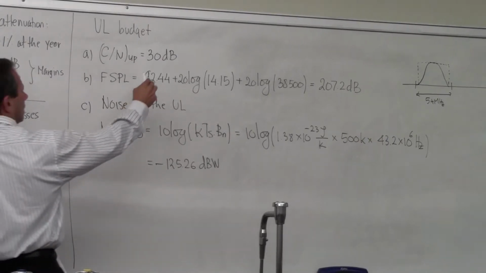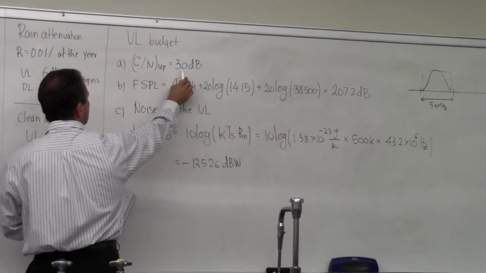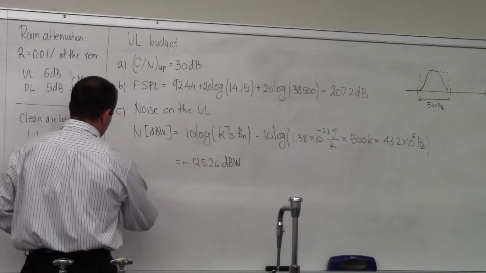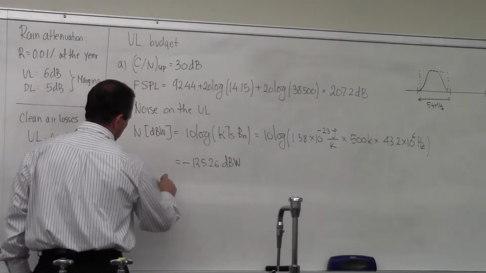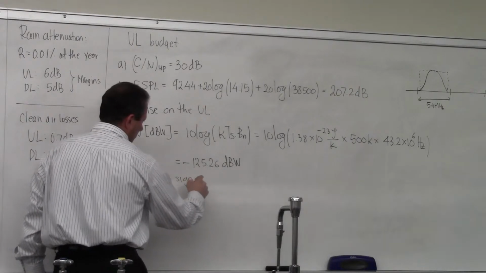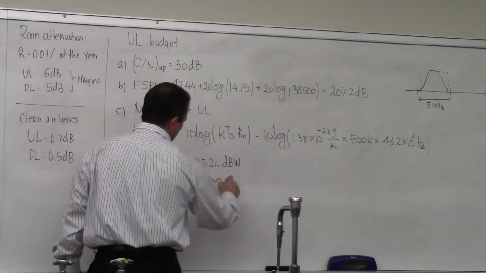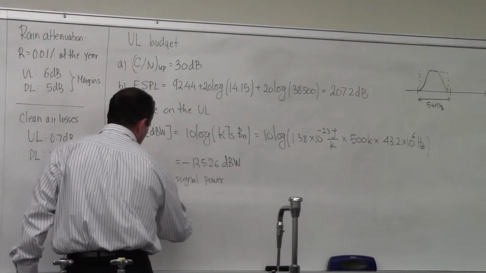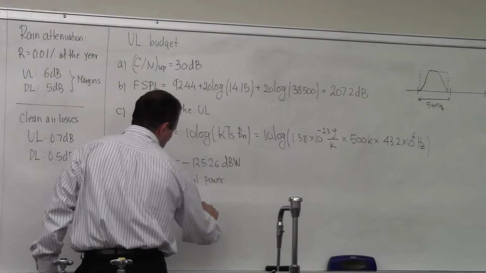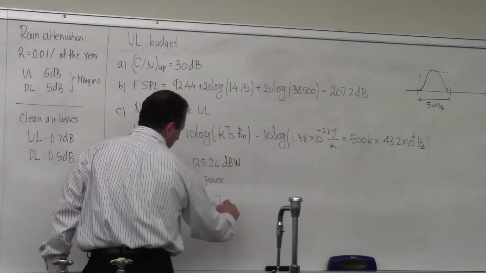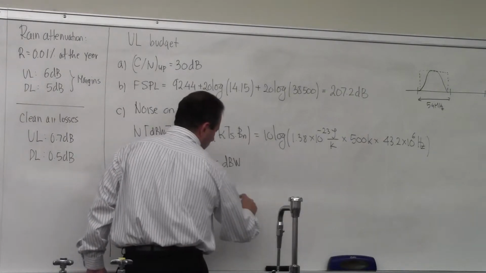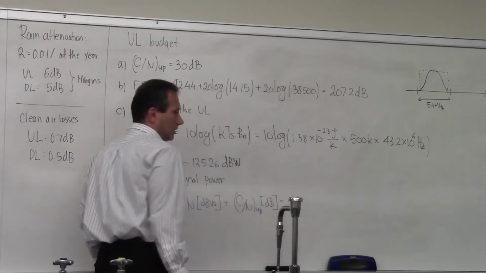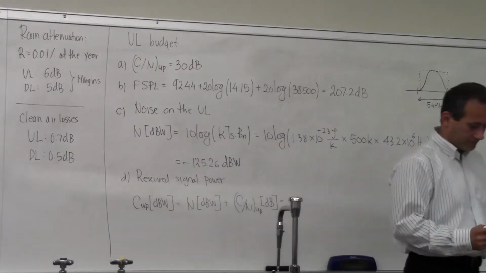And if you need to maintain a signal to noise of 30 dB in the uplink, then you can calculate your required signal power. C on the uplink in dBW is going to be your noise in dBW as your floor, plus C over N on the uplink expressed in dB. Right? That's how you calculate what we essentially call the receiver sensitivity.